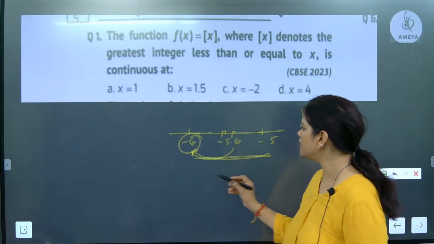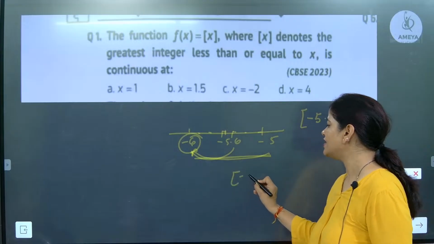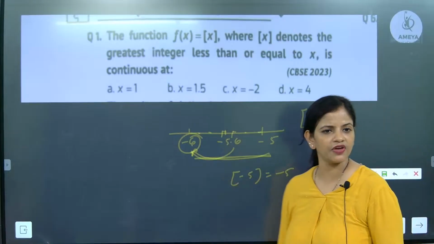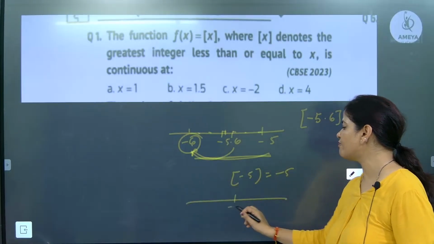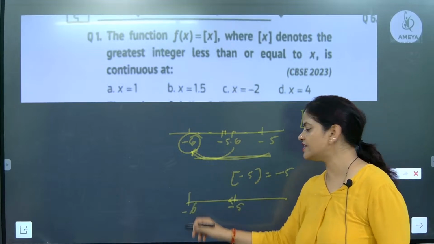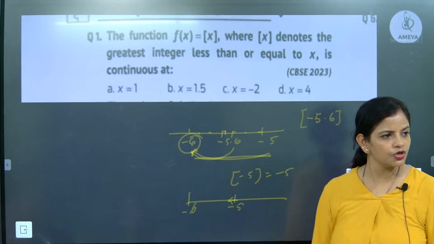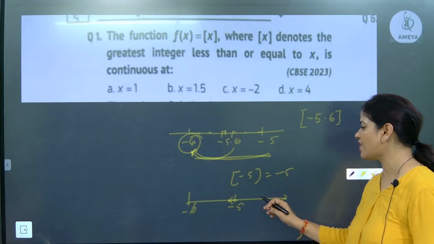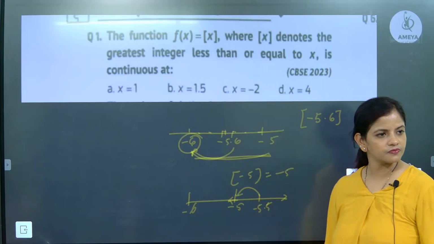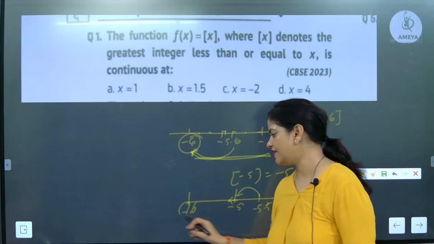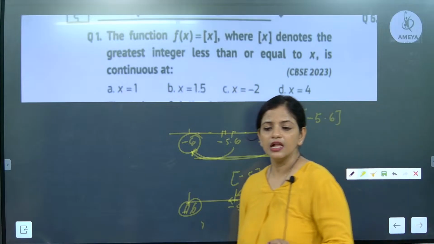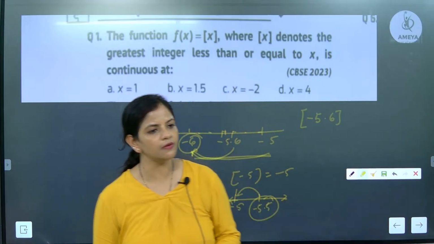Why? Because we can't go left. If I write minus 5, the answer will be minus 5 only. I can't go left of minus 5. The moment I try to go a little bit left of minus 5, the answer becomes minus 6. If I go a little bit right of minus 5, like minus 5.5, the answer becomes minus 5. Left going gives minus 6, right going gives minus 5.